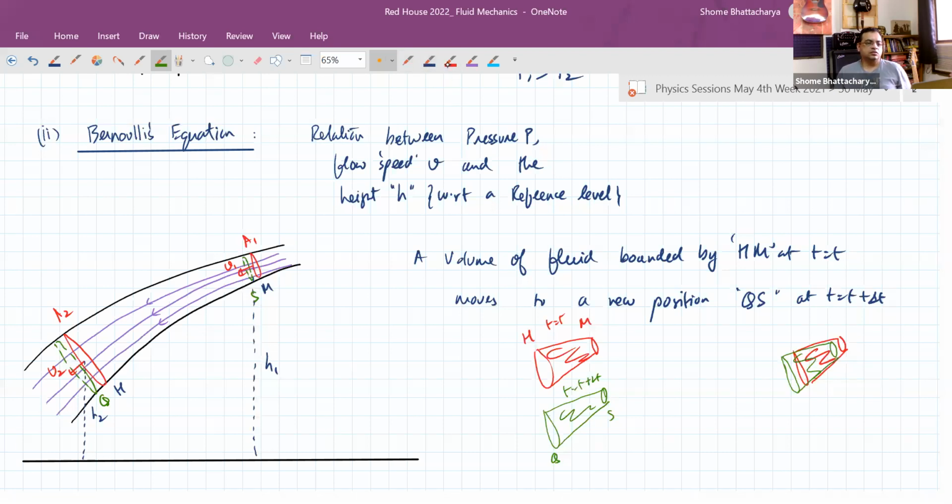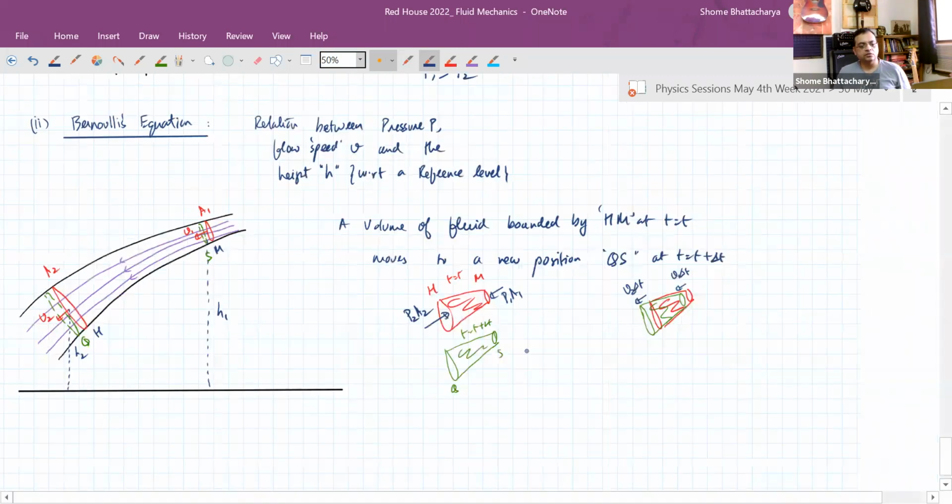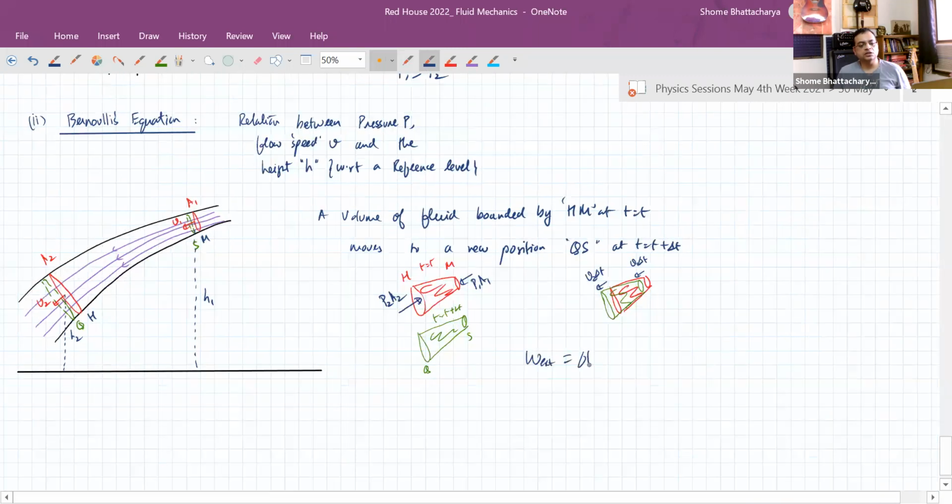Okay, so on this volume element, if we think of forces which are acting, there's a force from this side, with pressure at that point into area, and there's a force from this side, which is pressure into area. And this force's point of application has a displacement like this, which is V2 into delta T. And this point of application has a displacement in this direction, which is V1 into delta T. So to this volume of fluid, when we apply work energy theorem, we'll say that work done by external forces is equal to change in kinetic energy plus change in gravitational potential energy. So let's start with each of these.